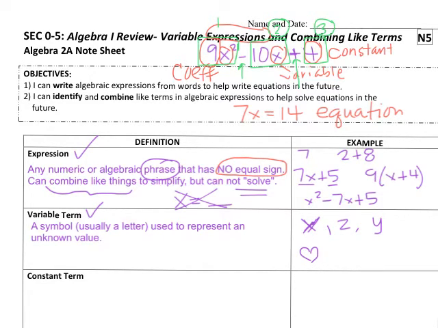And of course, we could have a coefficient in front of that variable. So 1/2 x could be a variable term. 3x squared could be a variable term. So just recognize that there could be a coefficient in front of the variable, but we would still consider it a variable term because it has a variable in it.